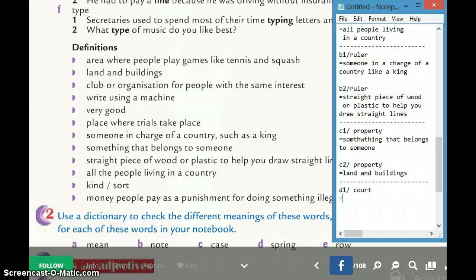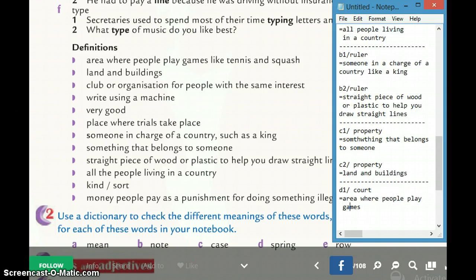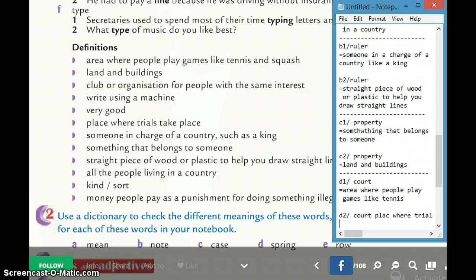first one, it's a place where you play. Okay, but the second one, court, it's law of court. It's place where trials take place. Okay.